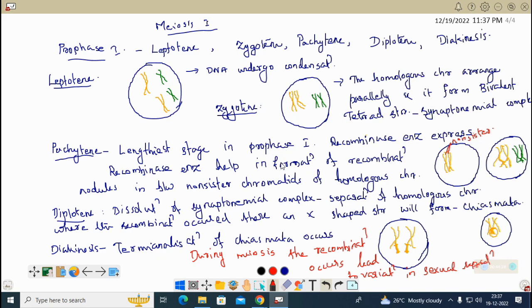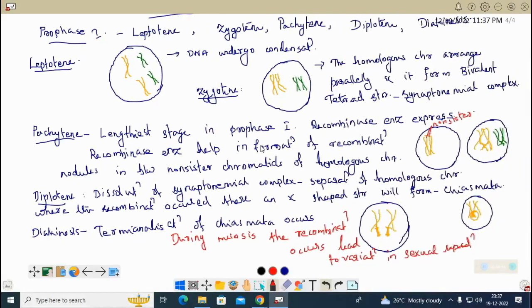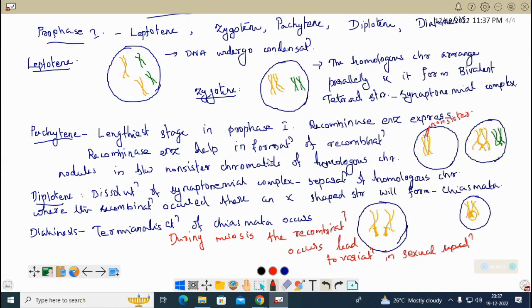The next stage is the lengthiest stage of prophase 1, that is pachytene. There the recombinase enzyme is expressed, and the recombinase enzyme helps in making the recombination nodule between the non-sister chromatids of the homologous chromosomes. These two are non-sisters. So the non-sister chromatin threads which come close to each other make the recombination nodule with the help of the recombinase enzyme. Then after that it will enter the diplotene stage. Because this recombination occurs only in the pachytene stage, variation occurs during sexual reproduction.